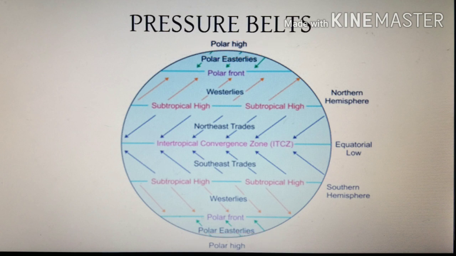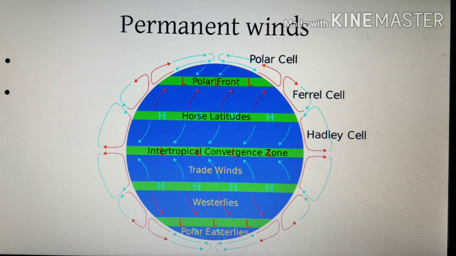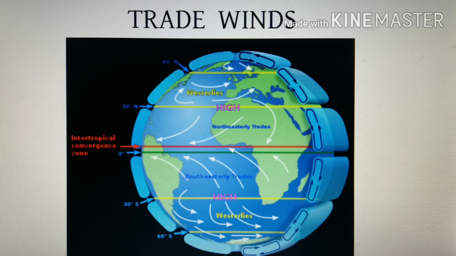And next, coming to the permanent winds. Already I explained to you, in the permanent winds we have three categories, right? Those are trade winds, westerlies and polar winds. These permanent winds are also known as prevailing winds or planetary winds, right? So next, coming to trade winds.